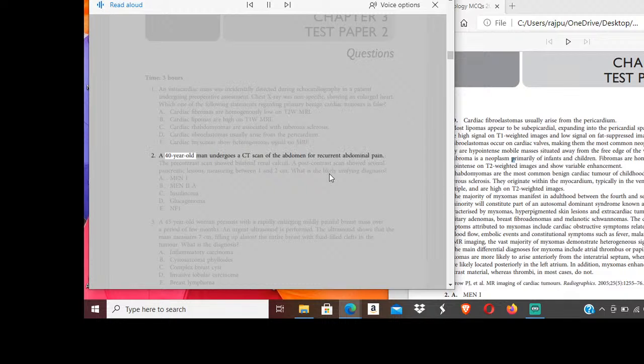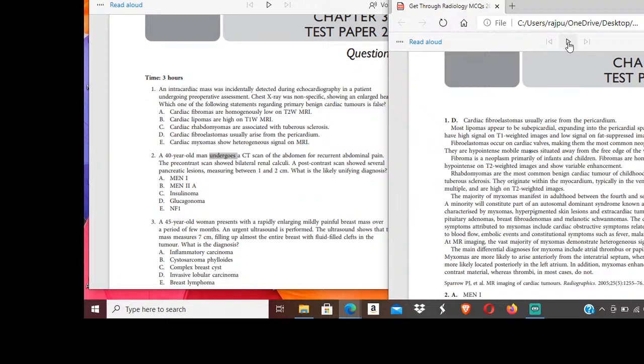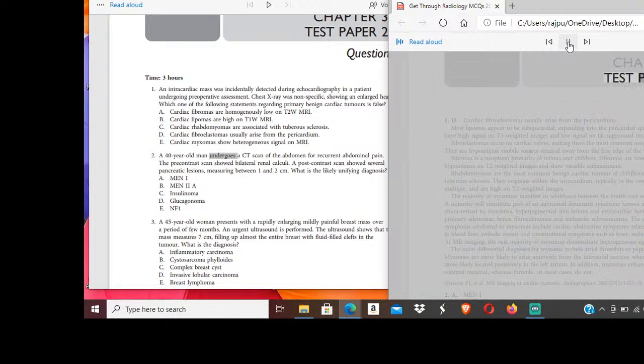2. A 40-year-old man under... Chapter 4 Test Paper 2. Answers.